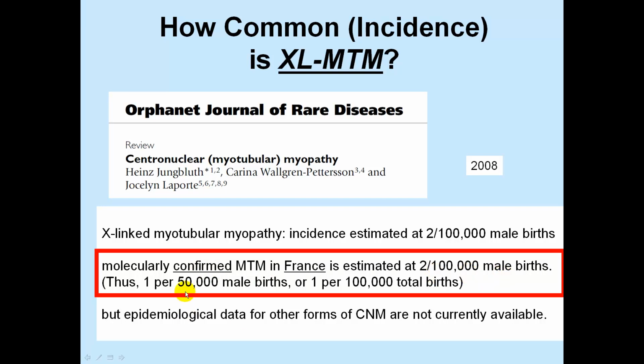Now we could convert that and say that's 1 case out of every 50,000 male births, or if you wanted to look at it in terms of total births, since boys and girls are relatively equally born, that would be about 1 case out of every 100,000 total births if you included boys and girls. Of course, acknowledging that girls are not going to be at risk for developing full-blown X-linked myotubular myopathy.